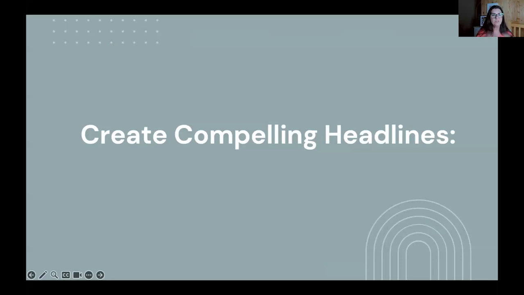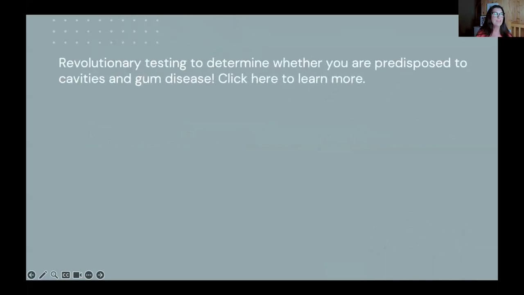So it's not just in general, like we offer AI genetic testing. That is not captivating. So you really want to think about who your potential patient profile types are, and then create a compelling headline, so you're actually speaking to that type of patient. So here are just some examples that I came up with.